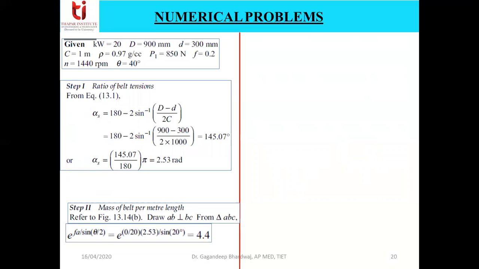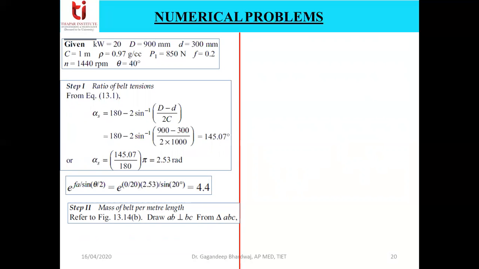You can calculate the value of alpha s, which is the wrap angle for the smaller pulley, that is 180 minus 2 sine inverse of (D minus d) by 2C. Once you have calculated alpha s, you can calculate the ratio of driving tension, which is (P1 minus mv square) divided by (P2 minus mv square), equal to e raised to the power f alpha divided by sine theta by 2. So we have calculated this variable, e raised to f alpha by sine theta by 2.